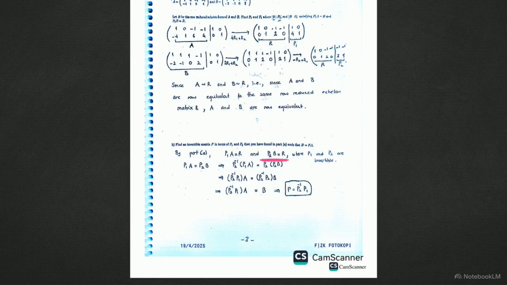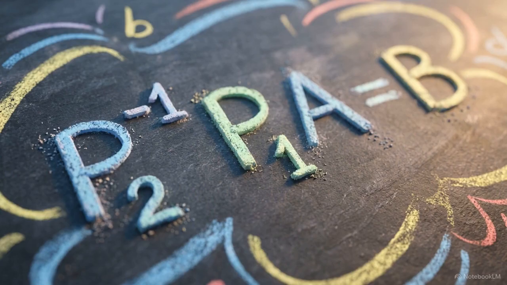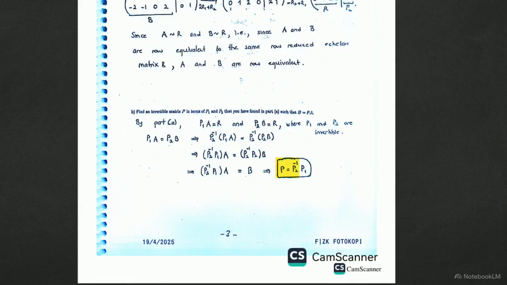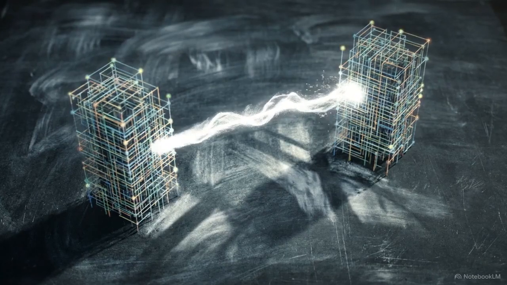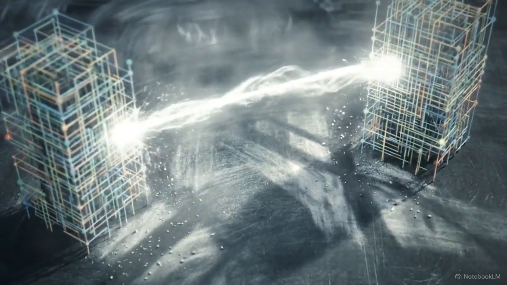Because both operations yield matrix R, we can set the equations equal to each other. P1A equals P2B. To find the transformation from A to B, we isolate matrix B. Multiplying both sides by the inverse of P2 moves the transformation array to the other side. The required transformation matrix P is equal to the inverse of P2 times P1. By identifying a shared intrinsic property, we can successfully build a functional bridge between two entirely distinct datasets.